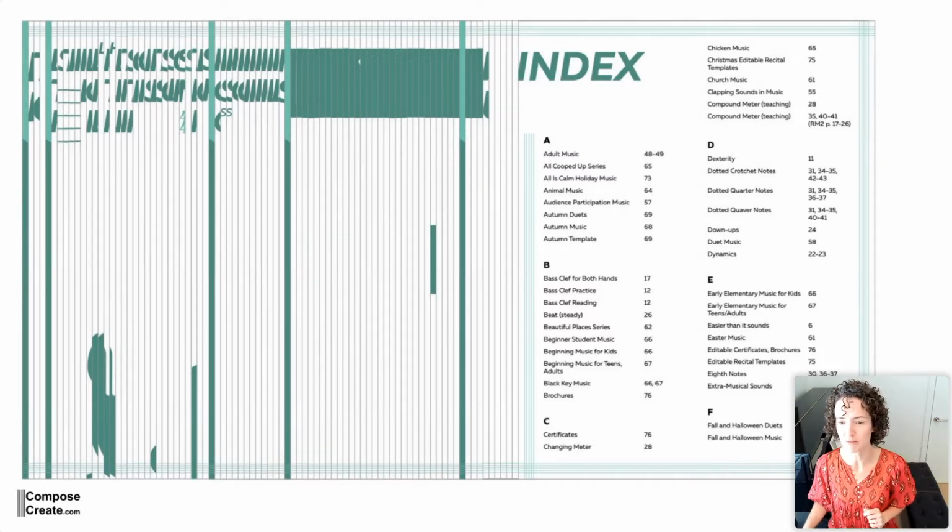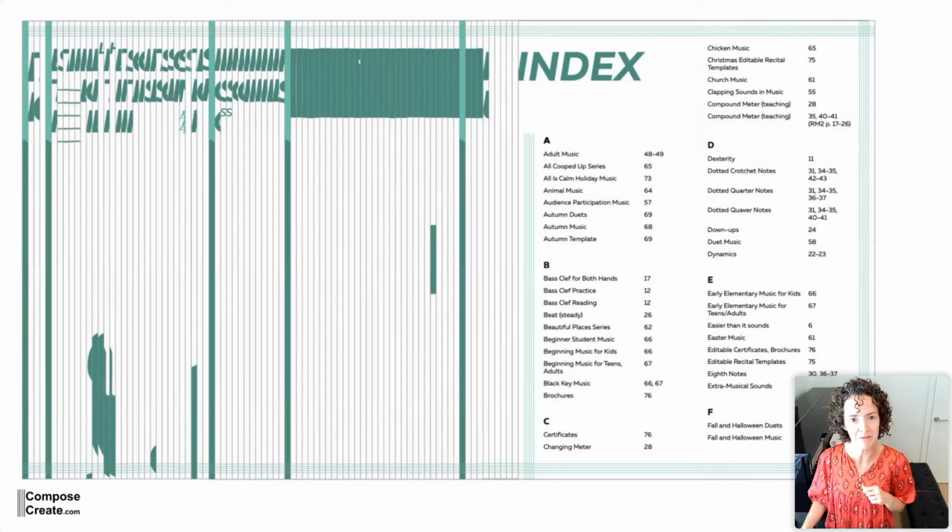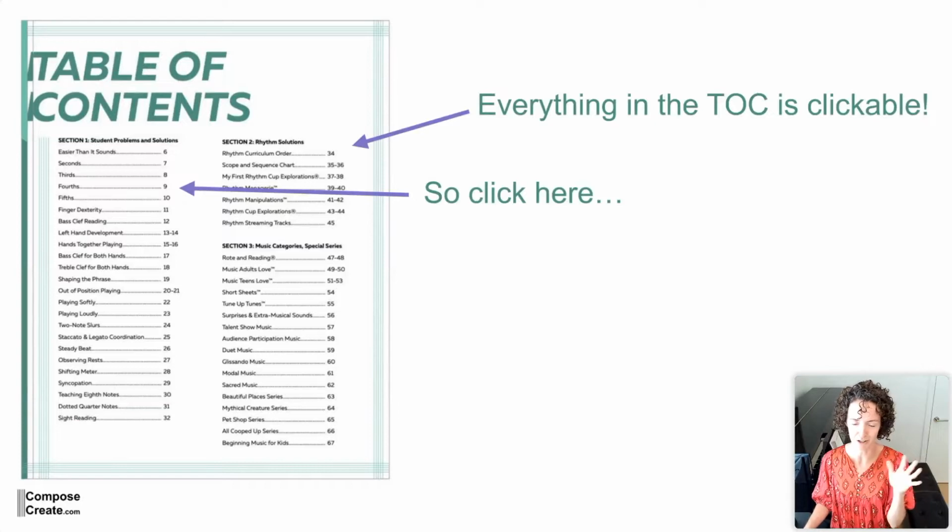But if you're looking for something like, let me look, dexterity issues, you can see it's on page 11 because you looked under the Ds. If you look under Bs and you're looking for just black key music, you can see it's on page 66 and 67. If you're looking for animal music, page 64. There's all kinds of ways to use the index. So we're super glad about that, or excited about that.